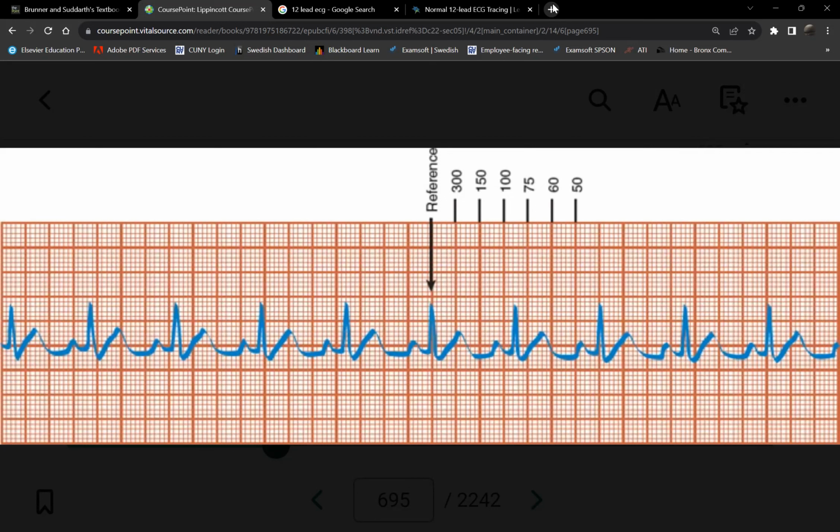Now, a 6-second strip usually is about this long on an actual paper. That's a 6-second strip. So how long will a 60-second strip be? You need 10 of these. If I have 10 of these, do I have room here? Do you have room on a table at the nurse's station? Do you have room on your cart? No. So is it practical to analyze a 60-second strip?